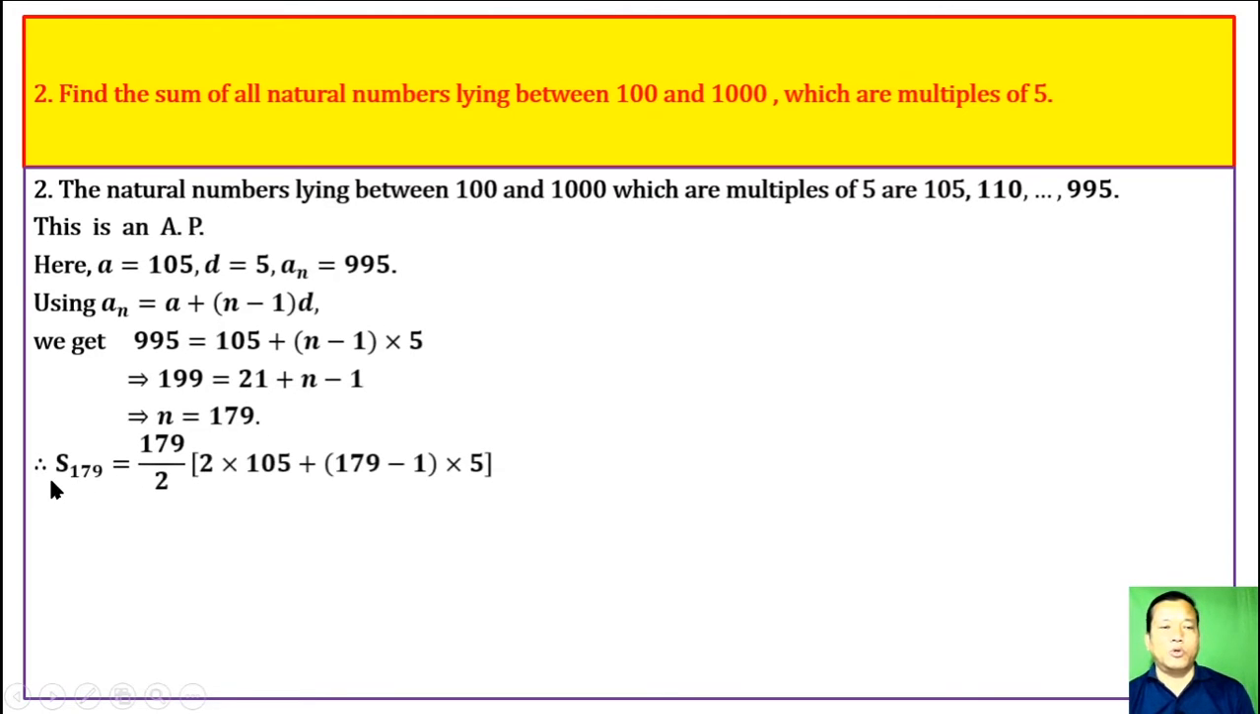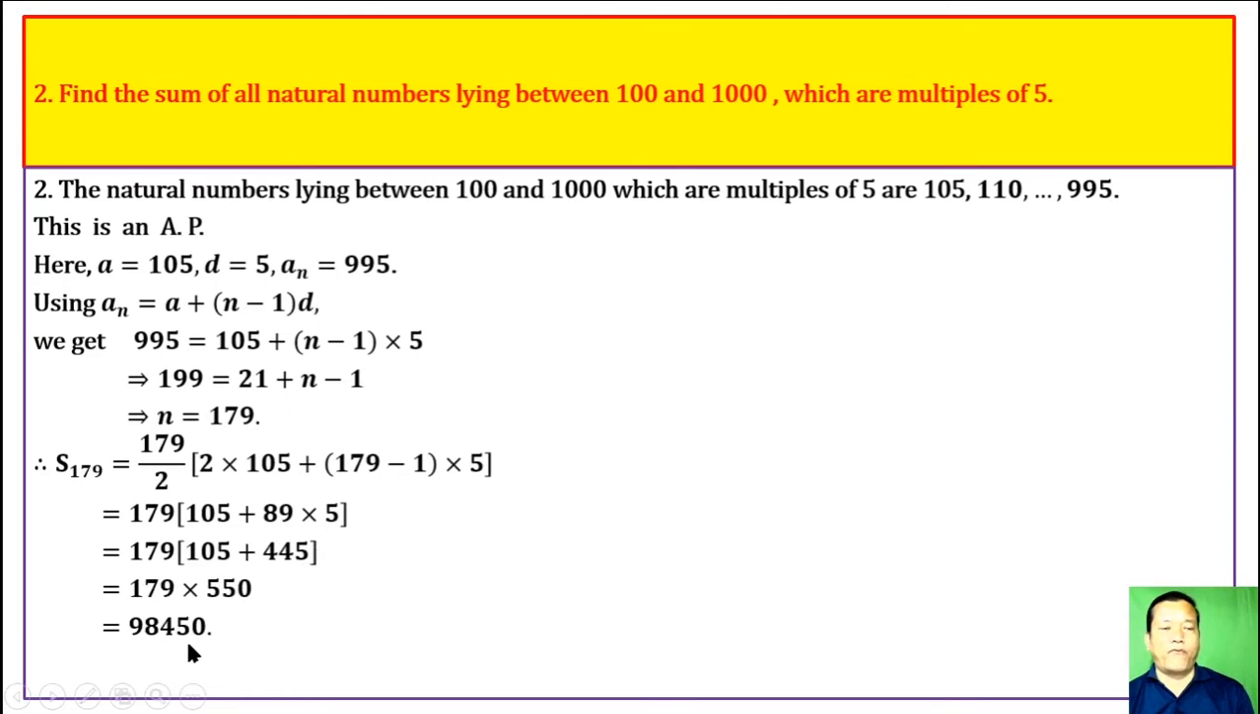Therefore, the sum S of 179 is n by 2 times twice A plus n minus 1 times D. That is 179 by 2 times (2 times 105 plus 179 minus 1 times D), where D is 5. Taking 2 and cancelling, we get 179 times (105 plus 989 into 5). Summing up and multiplying, we get 98450, which is the required sum.